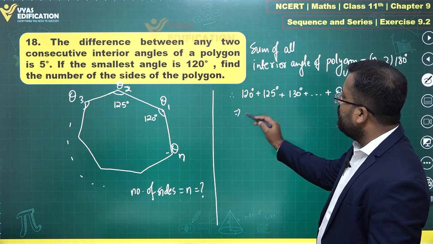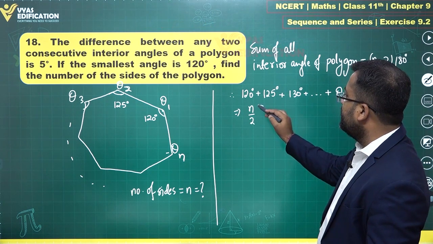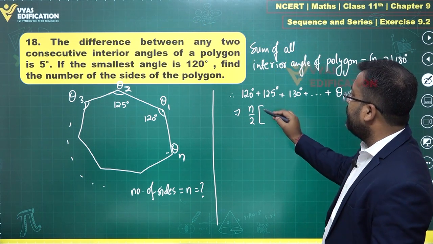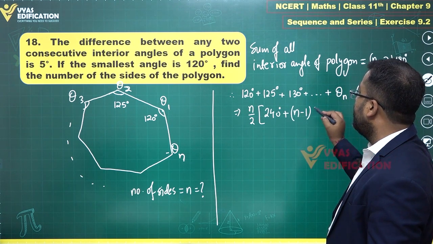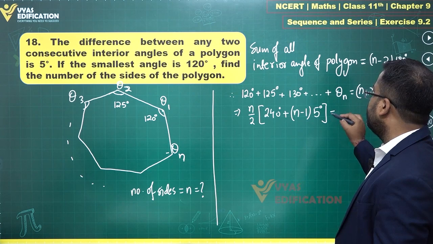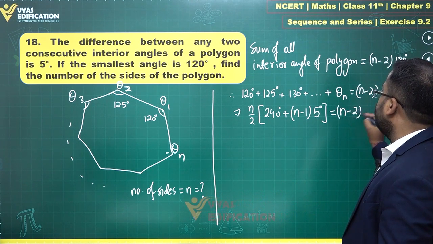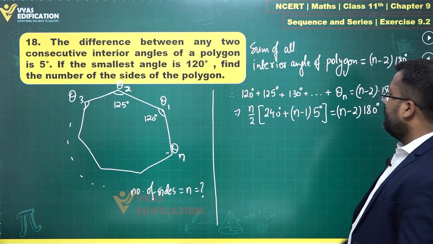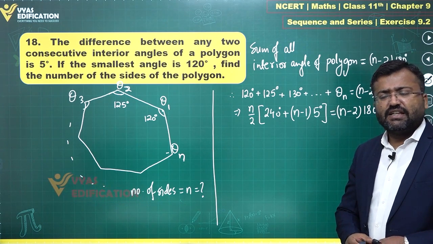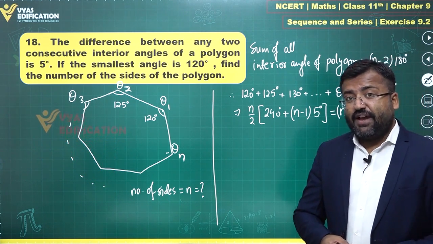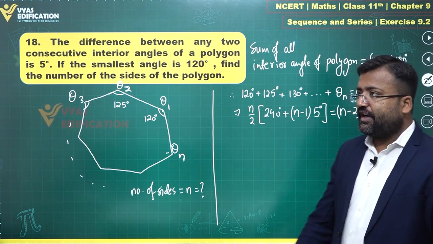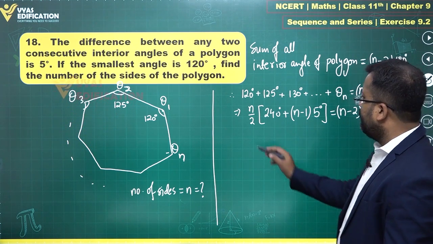And what is the sum equal to? Sum is number of terms by 2. Since this is an arithmetic progression, 2 times 120, which is 240 degree, plus n minus 1 times common difference, which is 5 degree, and this is n minus 2 times 180 degree. I hope that's okay. Yes, that looks pretty simple. We have an equation in terms of n. Can we solve this equation to get the value of n? Yes, we can. Let's do it.